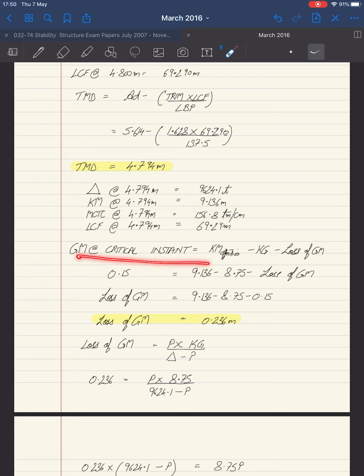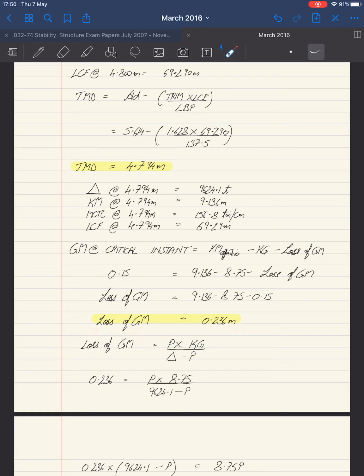When we put in the values in this equation, our limiting GM at critical instant was 0.15 meters, the KM effective was 9.136 meters, which has come from here. The KG was 8.75 meters, which was given in the question, minus loss of GM. So loss of GM can be found out as 0.236 meters.